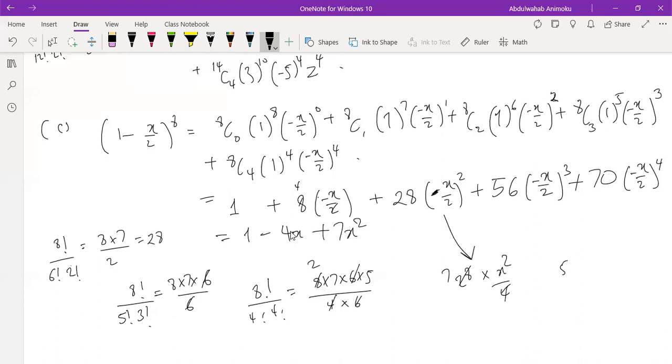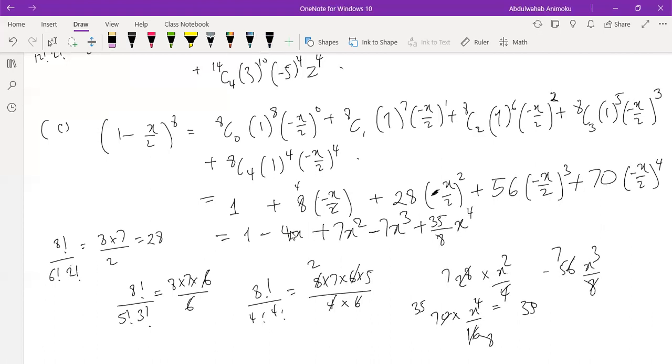What about the next one? This becomes minus 56x cubed over 8, because 2 raised to the power 3 is 8. 8 into 56 is 7, so you have minus 7x cubed. And finally, the last one, we have 70 times x raised to the power 4 over 16. So this is basically 35. So 2 here, 8, 2 here, 35. Nothing else can go. So we just have plus 35 over 8 x raised to the power 4. So, all right. This will be the solution to this particular problem.